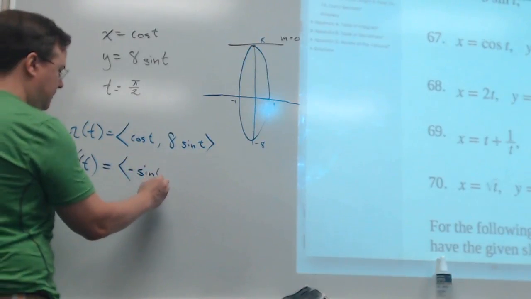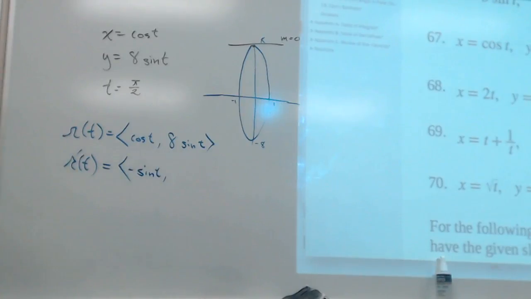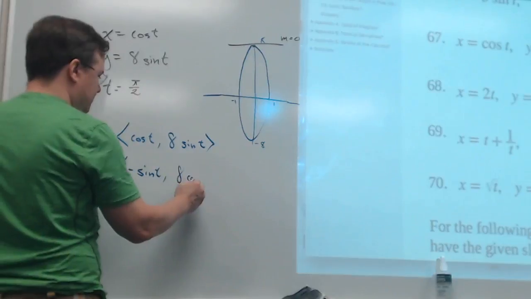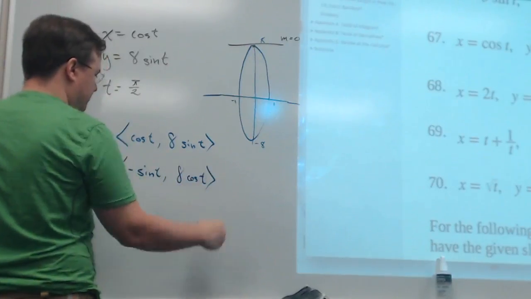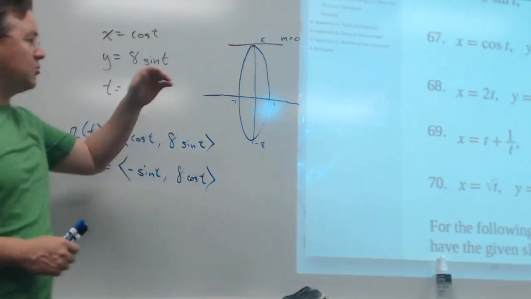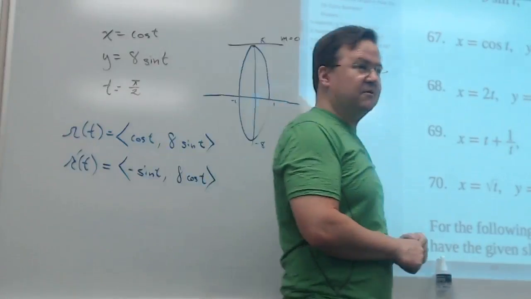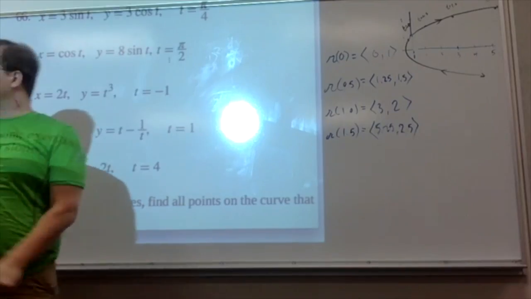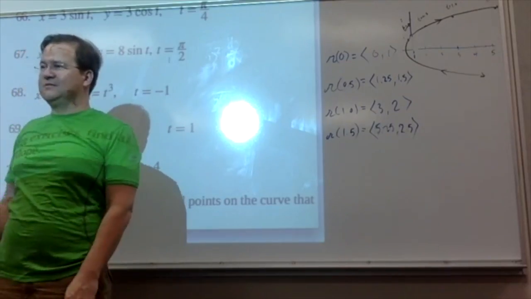So the derivative of cosine is? Negative sine. And the derivative of 8 sine t? 8 cosine t. So the slope is 8 cosine t over negative sine t, right? And by the way, let me ask a follow-up question. Since we were talking about the orientation of the curve, what is the orientation of that ellipse?